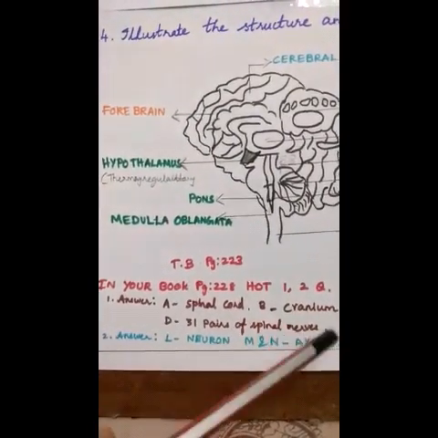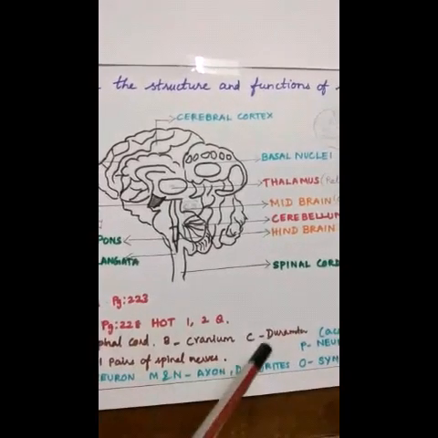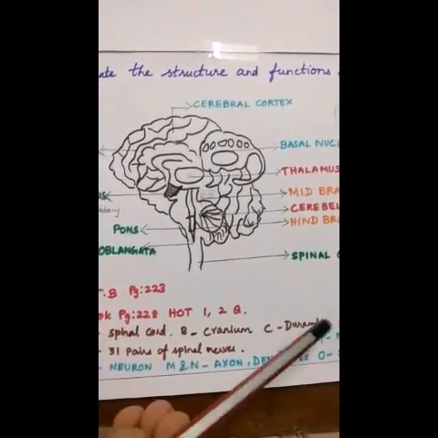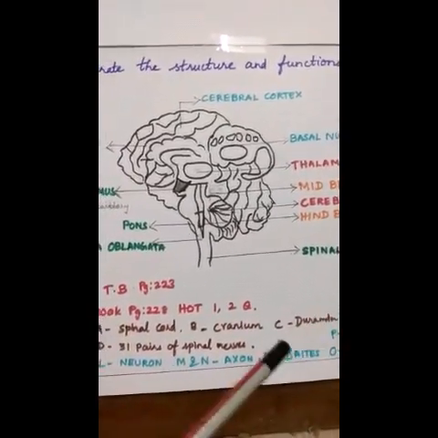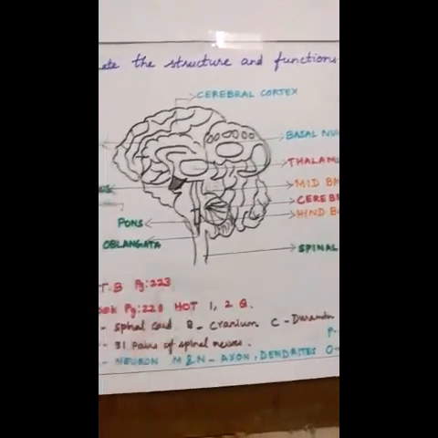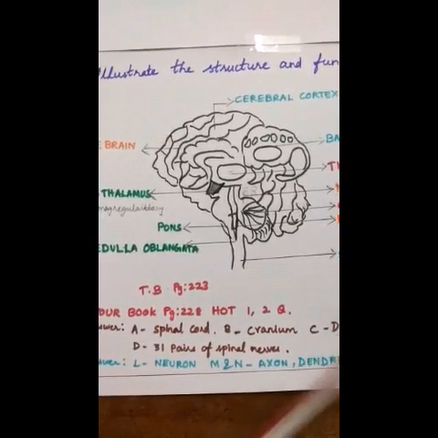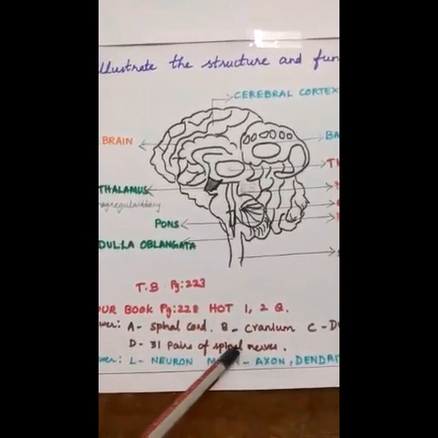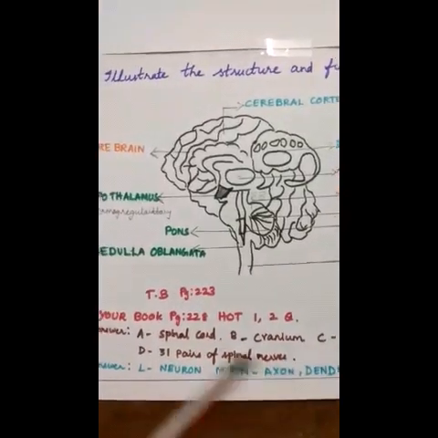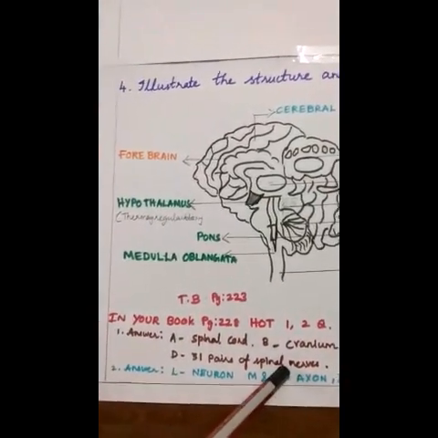A, spinal cord. B, cranium. C, dura mater, arachnoid membrane and pia mater, the 3 parts that cover the brain. Then how many spinal nerves are there? D, the answer is 31 pairs of spinal nerves.